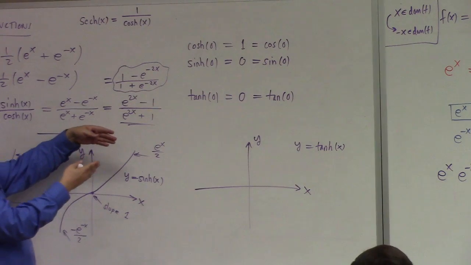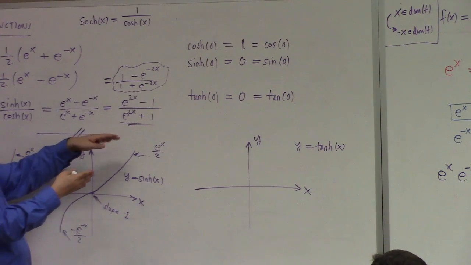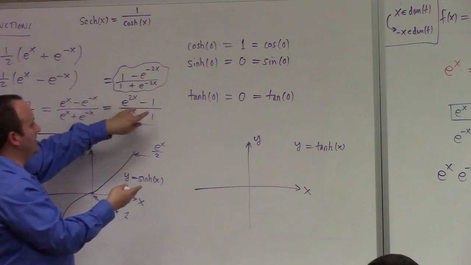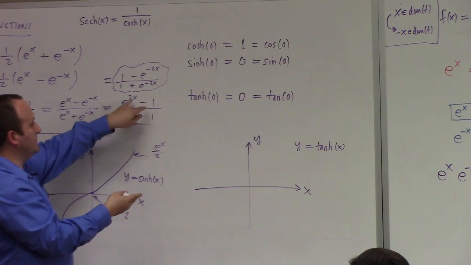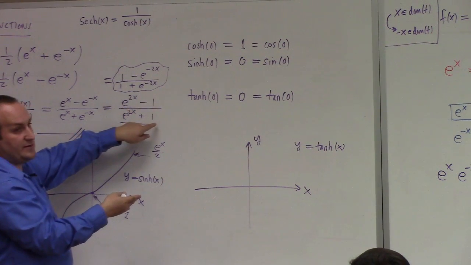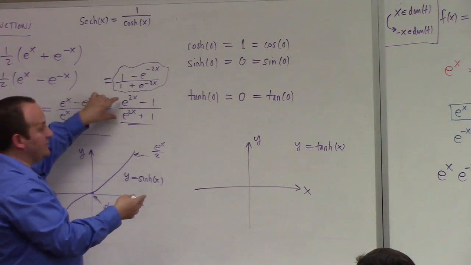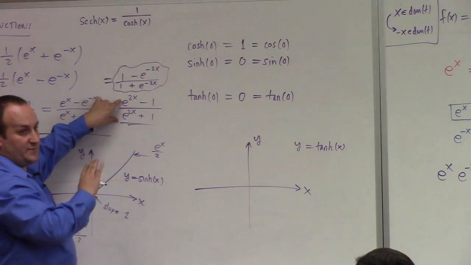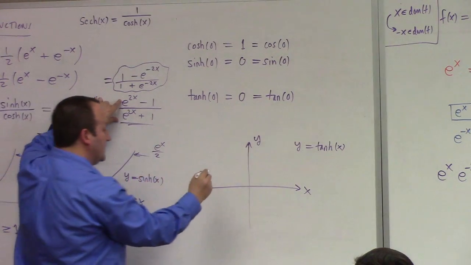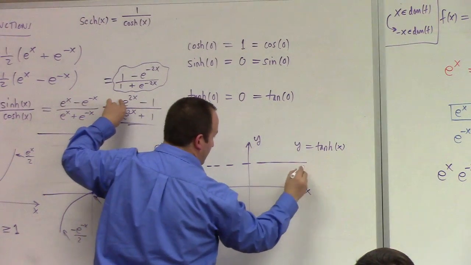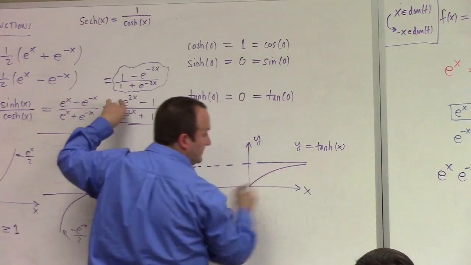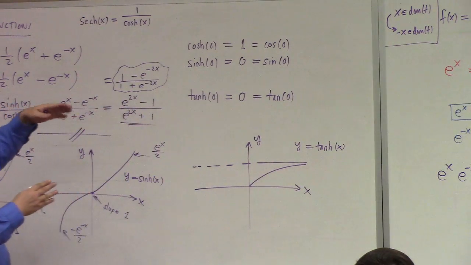As x goes to infinity, e to the x, e to the 2x, and e to the 2x, these are ginormous compared to minus 1 and 1. So essentially, this function asymptotically just goes to e to the 2x over e to the 2x. So for very large positive values, hyperbolic tangent is just going up to like that. It doesn't get to 1, but it's going there.